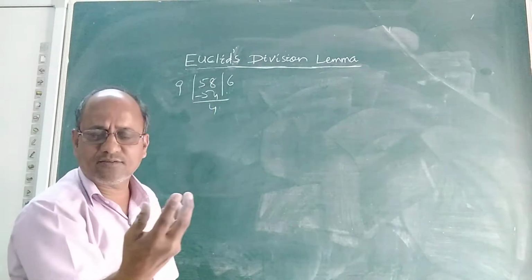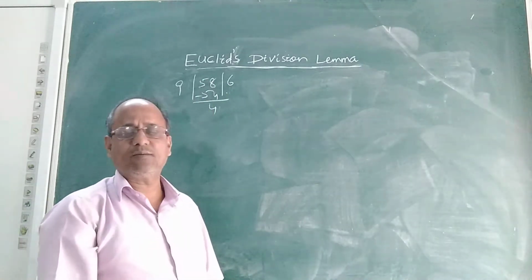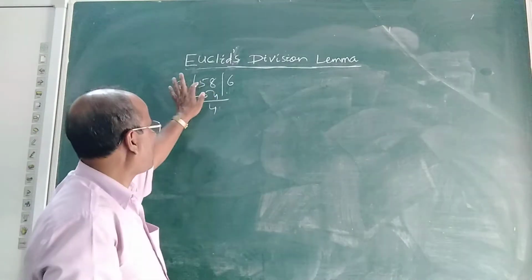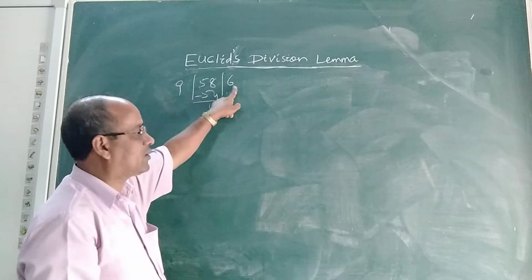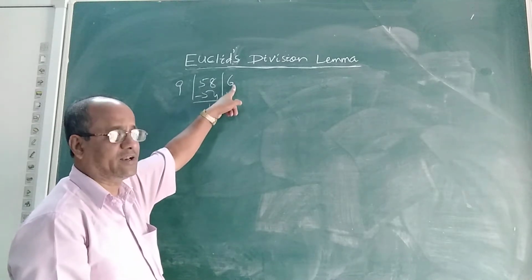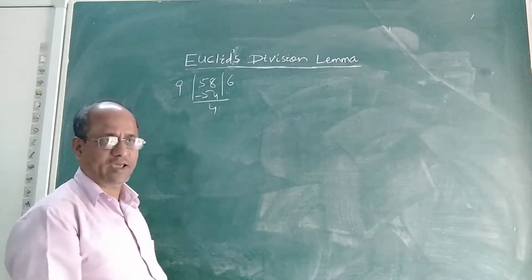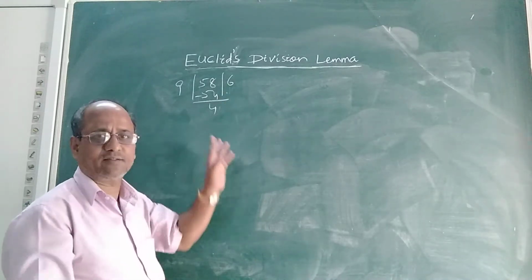What does unique mean? Unique means one and only one. That means on dividing 58 by 9, we cannot get any other quotient other than 6. Similarly, we cannot get any other remainder other than 4. So here the quotient and remainder are unique.